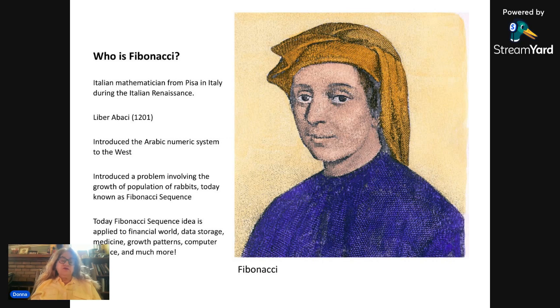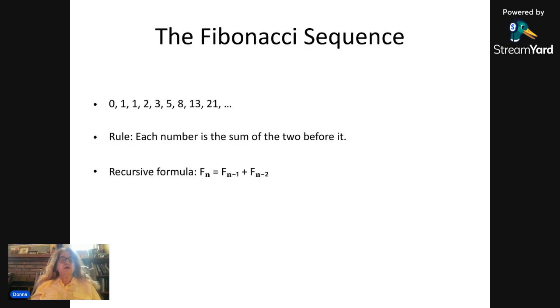And we use it quite often in a lot of ways in the financial world with stocks, data storage, medicine, growth patterns, computer science, and a lot of other different ways. So we would start really simply just to identify what the Fibonacci sequence is. And you start with the two numbers of 0 and 1, and you add the two numbers together to get the next number in the sequence.